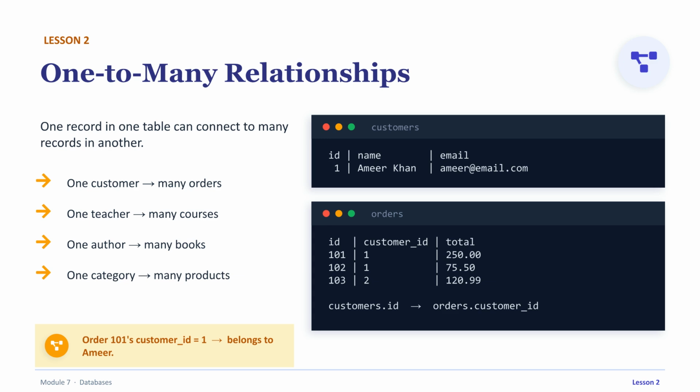The most common relationship is one-to-many. One customer can have many orders. One teacher, many courses. One author, many books. Notice how each order carries the customer's ID. That's the foreign key, linking it back to exactly one customer.